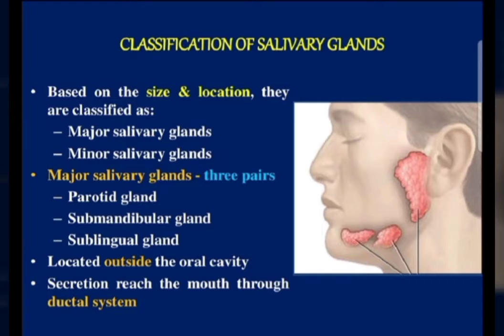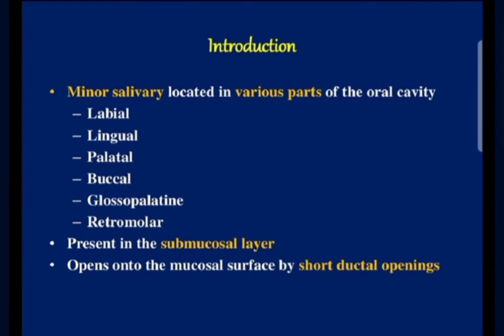Classification of the salivary glands. If we talk about the salivary glands, there are major salivary glands, which are three pairs of glands, the parotid, submandibular, and sublingual, located outside the oral cavity. While there are minor salivary glands, these minor salivary glands are located in various parts of the oral cavity. They are the labial, the lingual, the palatal, the buccal, the glossopalatine, and retromolar. These are very small glands.